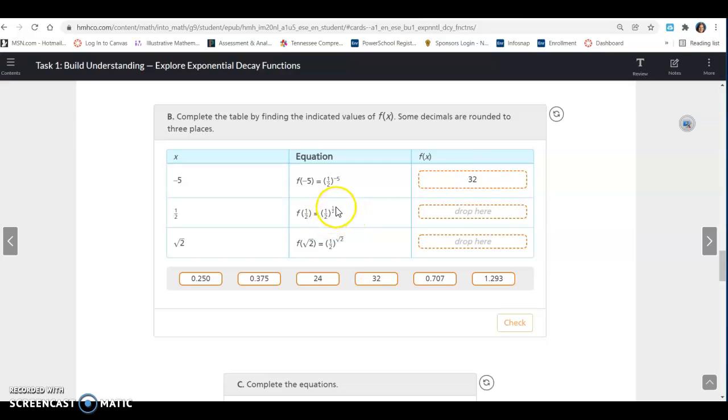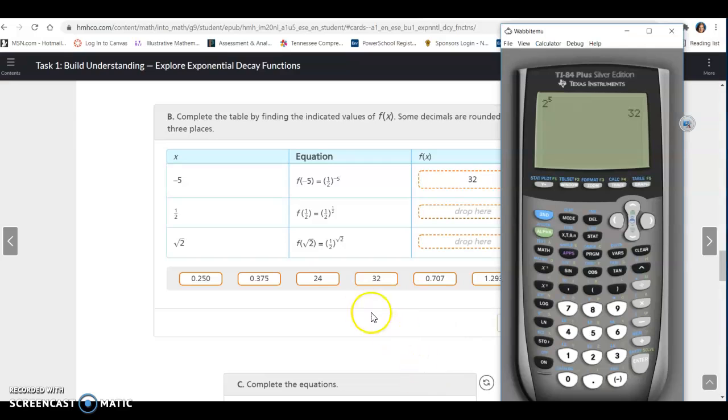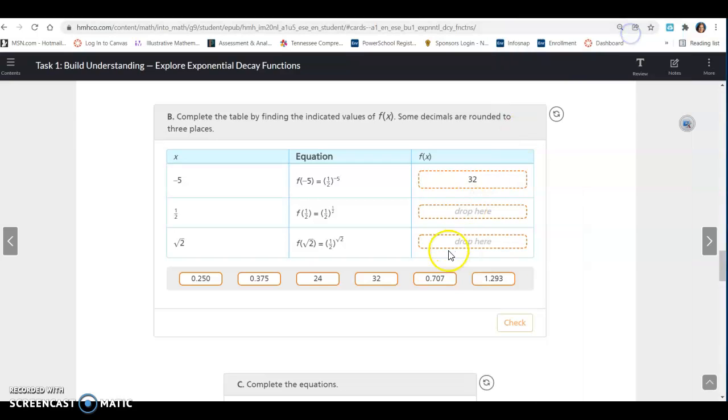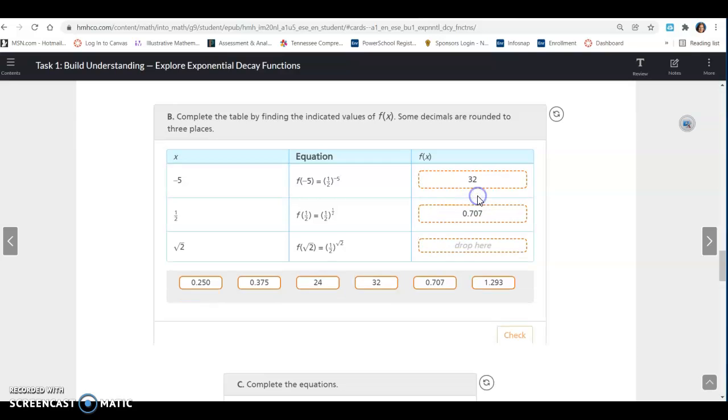All right, 1/2 to the 1/2 power. Okay, as a fraction, that would be 1 to the 1/2, and it would be 2 to the 1/2. 1 to any power is just 1, but 2 to the 1/2, let's see what that's going to be. So we're going to have 1/2 raised to the 1/2 power. And that's going to be 0.707. So that's going to be this one.